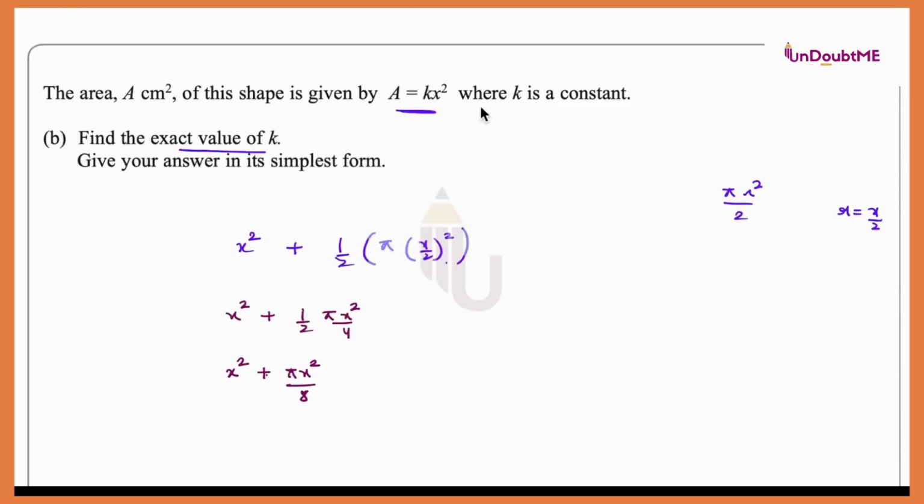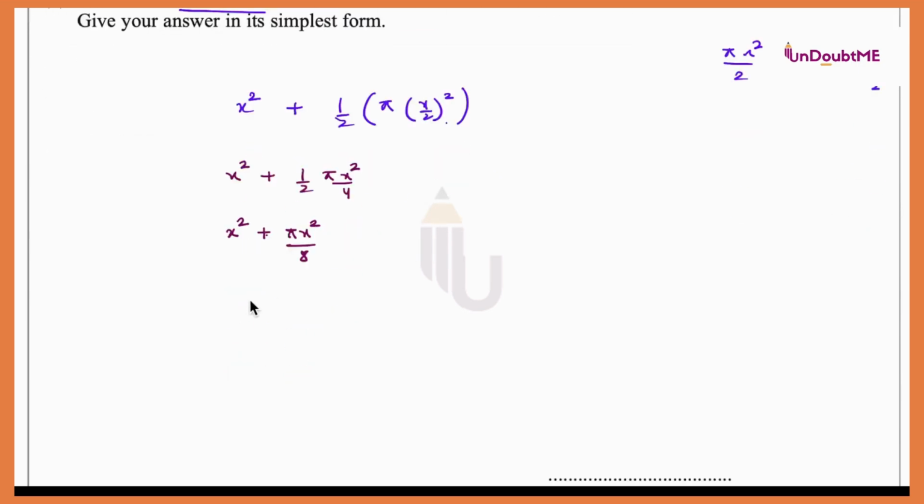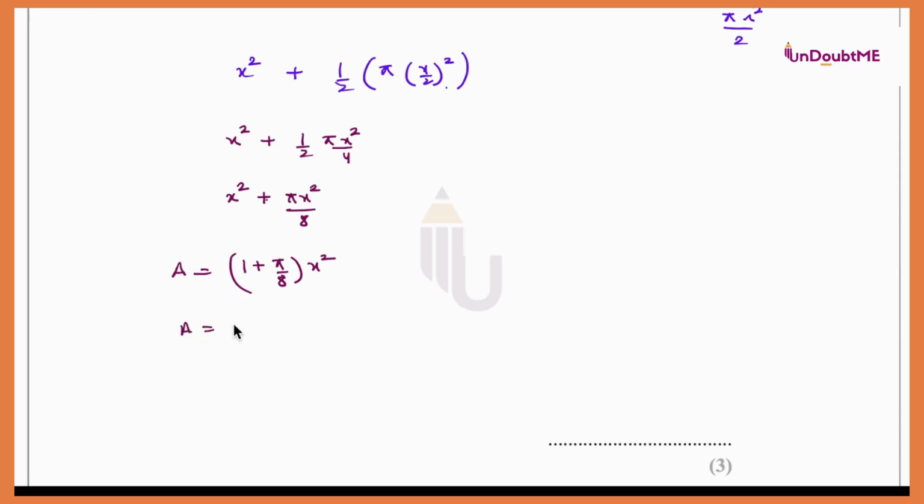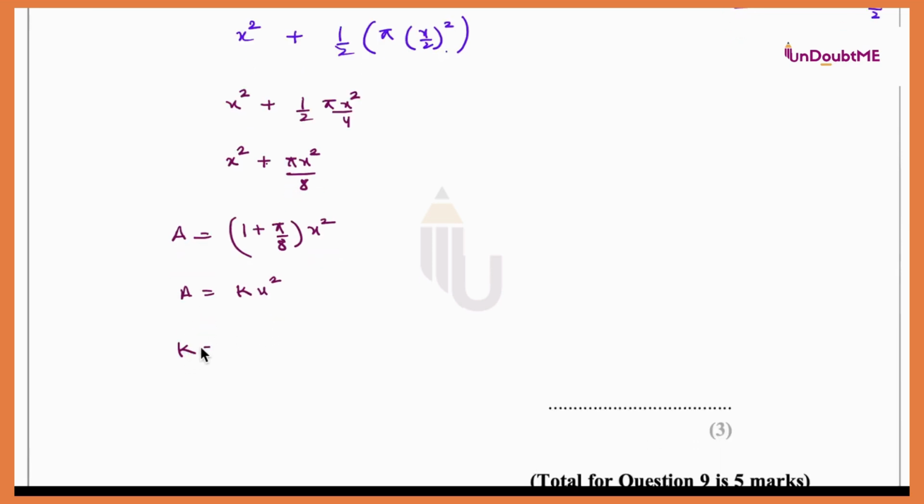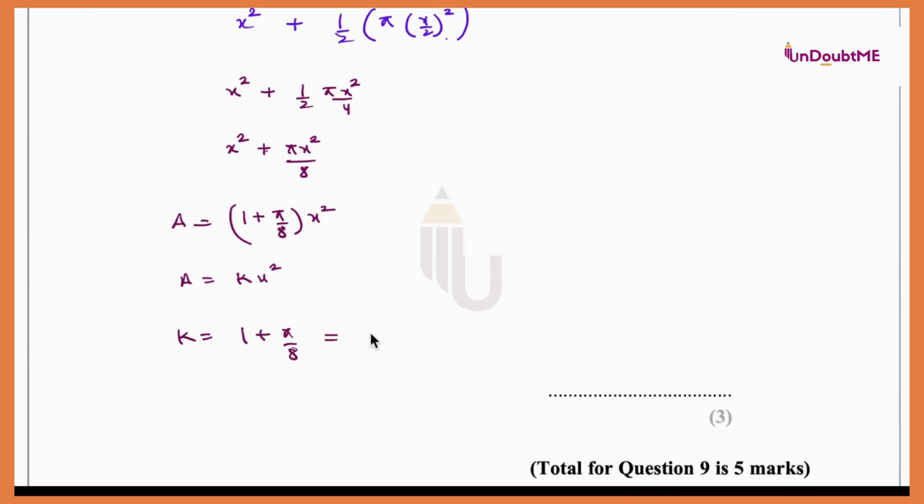If you look at this carefully, area is of the type kx square. I can take x square common, so I have 1 plus pi by 8 x square is equal to area. If I compare that with kx square, then k is equal to 1 plus pi by 8. This is not simplified form. We can write this as 8 plus pi by 8, or pi plus 8 by 8. So that will be your final simplified form.